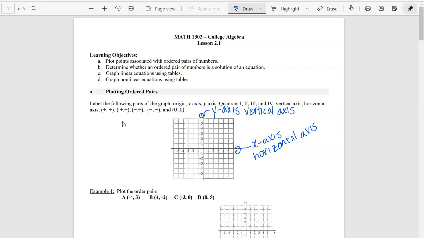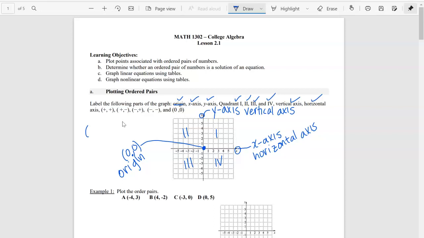Okay, the origin, which is another thing we need to talk about, is the point right in the middle. It's the point 0, 0. That's where X is 0 and Y is 0. That's our origin. So we've talked about the origin, x-axis, y-axis, quadrant 1, quadrant 2, quadrant 3, quadrant 4. The vertical axis and horizontal axis, we talked about those.